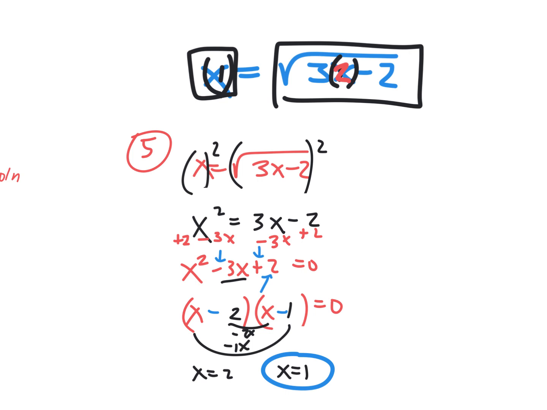3 times 2 is 6, minus 2 is 4. Square root of 4 is 2. Yeah, they both work. I'm warning you, though, there's going to be problems where there are extraneous answers. Like when we check one of these and it doesn't actually work, then you've got to cross it off and write EXT for extraneous. All right, but on this problem 5, they both worked.